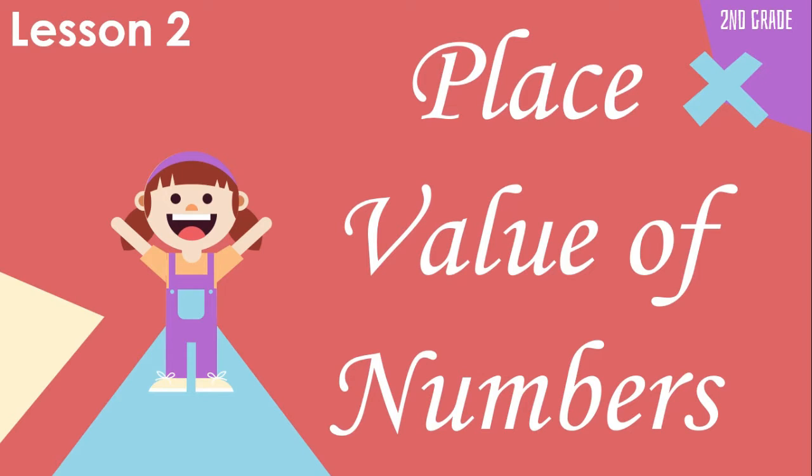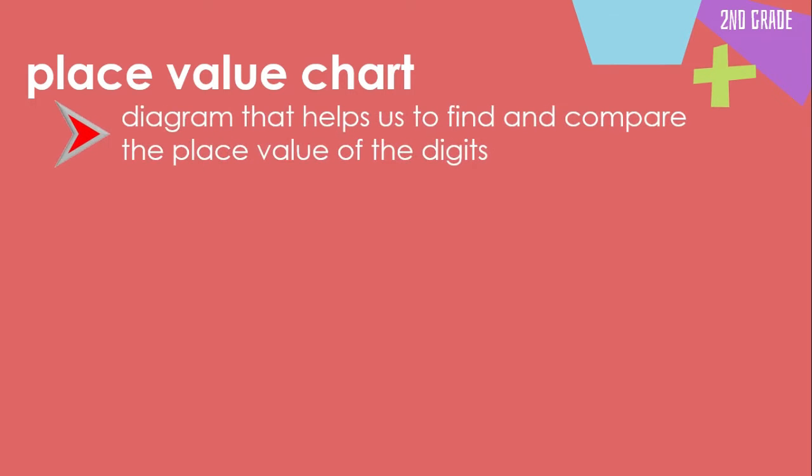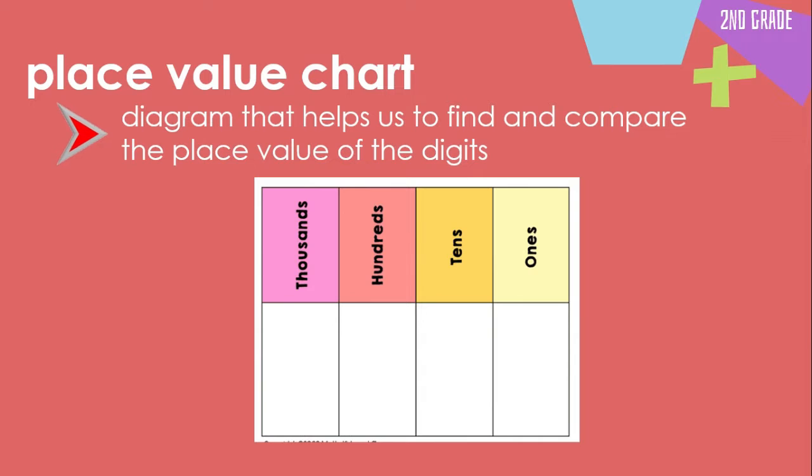Okay, in knowing the place value of numbers, we're going to use a place value chart. And what is a place value chart, kids? It is a diagram that helps us to find and compare the place value of the digits. So this is what it looks like. We have ones in the right, going to the left, tens, hundreds, and thousands. Now, let's have some examples on how to know the place value of each number.